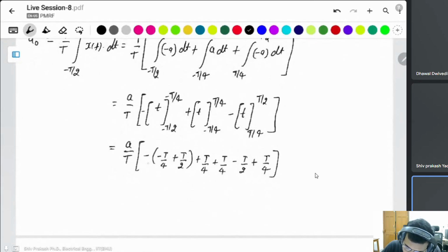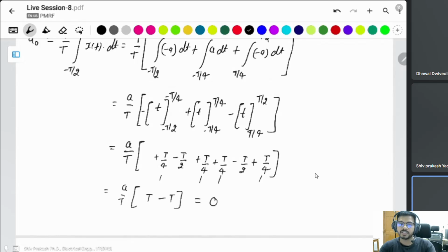Minus T by 2, minus is plus T by 4. If there is a multiplication of negatives, this will be positive and this will be negative. T by 4, T by 4, T by 4, T by 4 will be T, minus T by 2, T by 2 will be T. This will be 0. It means in this case the integration of the signal for a time period will be 0. It means the average value of this one will be 0.